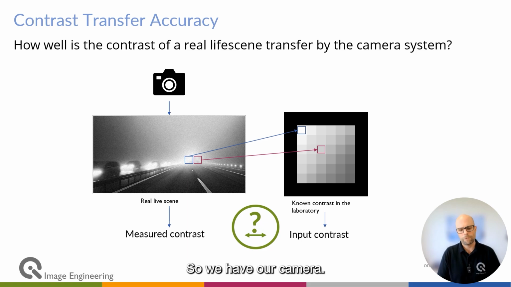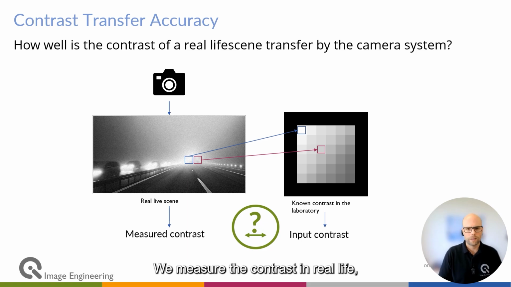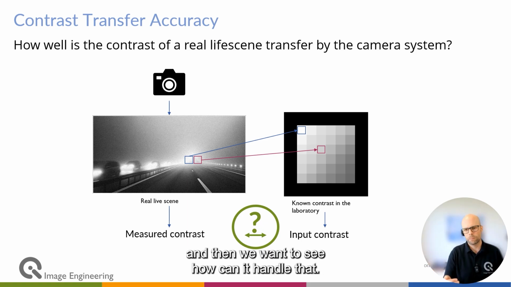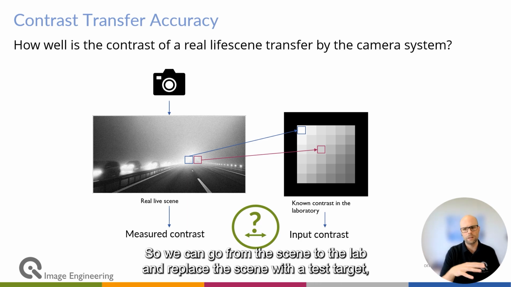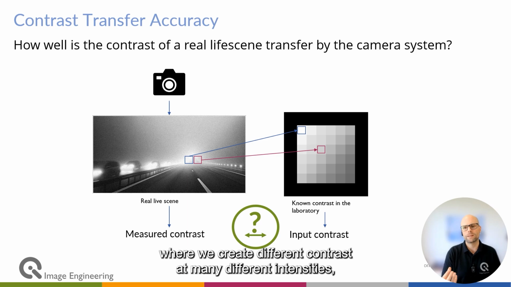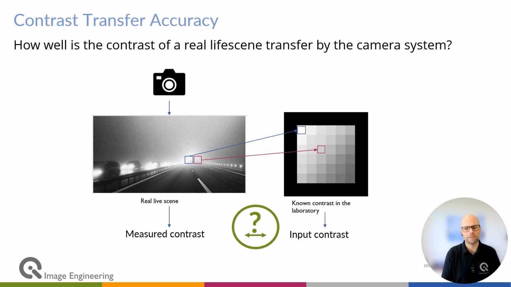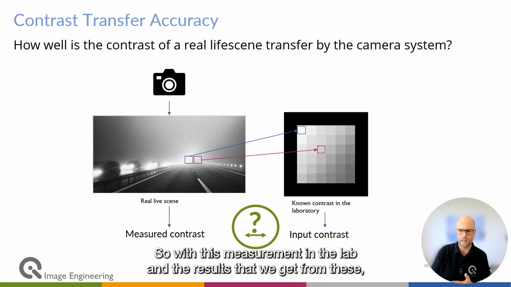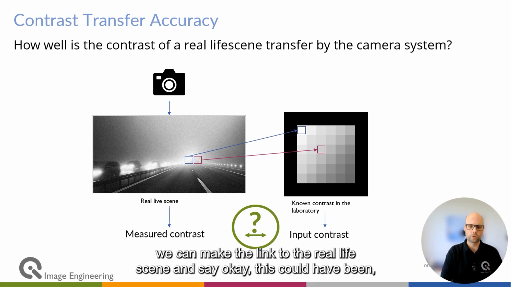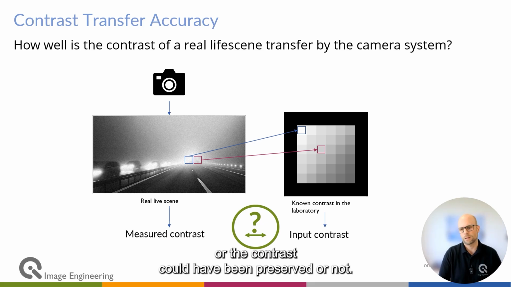So we have our camera, we measure the contrast in real life, and then we want to see how it can handle that. So we can go from the scene to the lab and replace the scene with a test target, where we create different contrasts at many different intensities, and that's what we give to the camera. With this measurement in the lab, we can make the link to the real life scene and say, okay, this could have been detected, contrast could have been preserved or not.